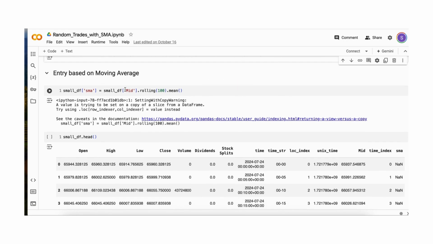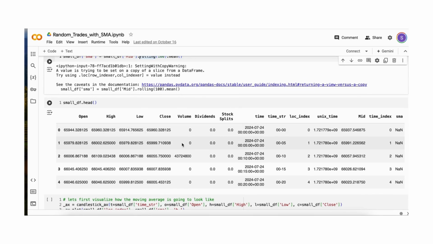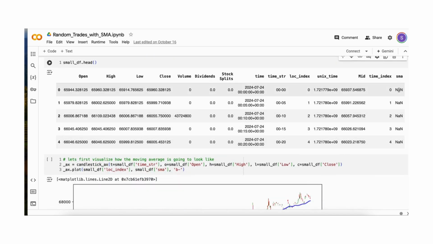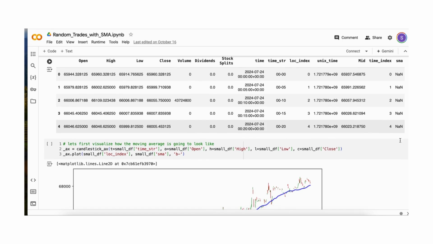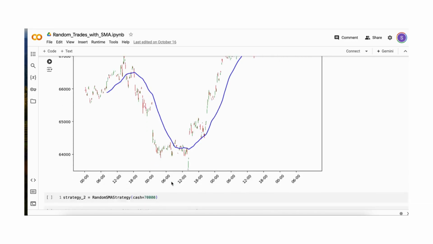Now let's try to enter based on the moving average. First we calculate the moving average. We calculate the 100-day moving average here, but we can test out other moving averages as well. We use the mid, which is the average of the open and the close, to calculate the moving average. That's a choice we make. We observe that in the first few data points we don't have the moving average. We only have it after the top 100 data points, and as you can see, it's not defined here. Then we plot the moving average, as I showed you in the previous graphics.